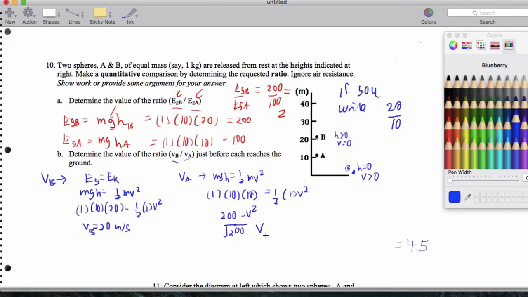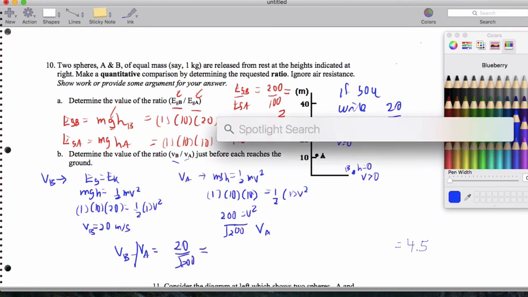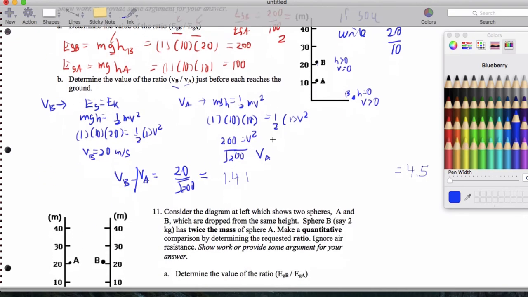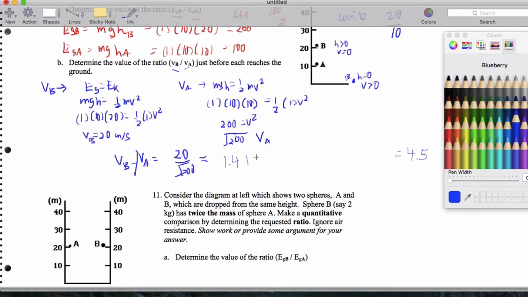And so when we simplify vB over vA as our ratio, that's going to be 20 over the square root of 200. And I think that works out to be like 14 point. Let's just double check. So 20 divided by the square root of 200 ends up being 1.41, which actually works out to be like the square root of 2 when you check that out. So that's what we mean by a ratio. So you're expected to use conservation of energy to figure this out.